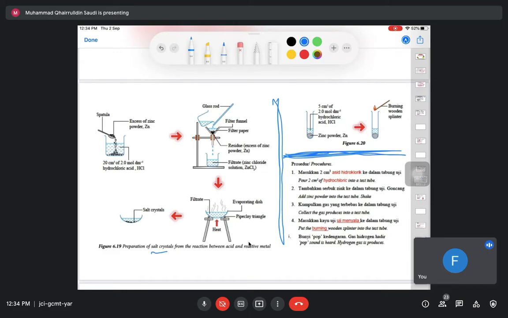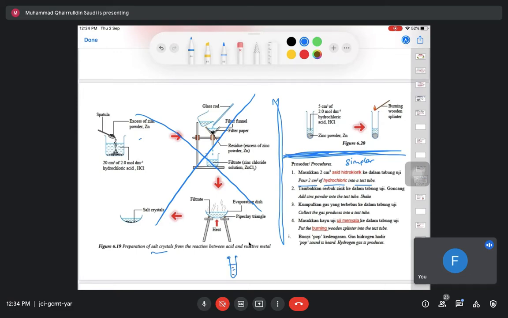So the first thing is you should pour 2 cm³ of hydrochloric acid into a test tube. Nanti I will upload the recorded class as well. Okay, no worries. Okay, now kita tak guna yang ni lah. We don't use this picture. Okay, this is the simpler one. So we just use a test tube and you pour 2 cm³ of hydrochloric acid.